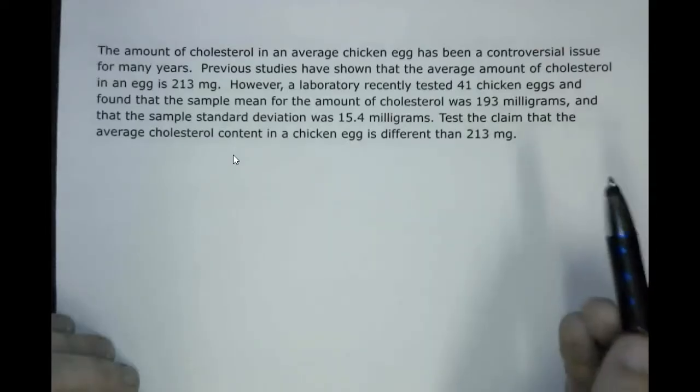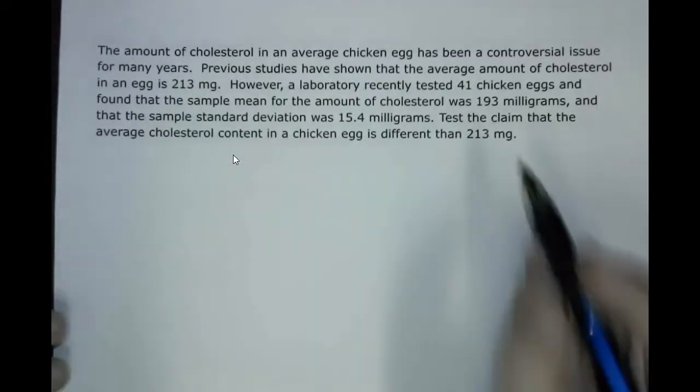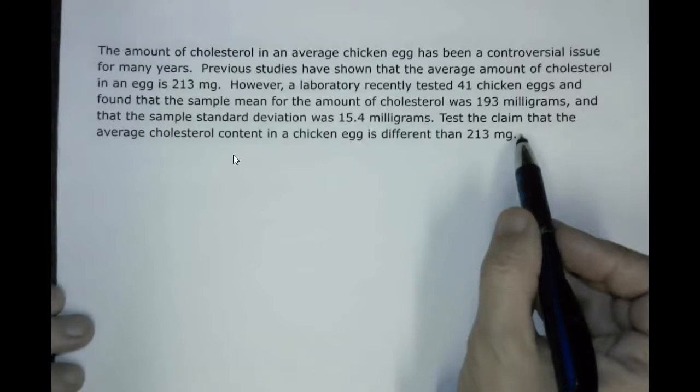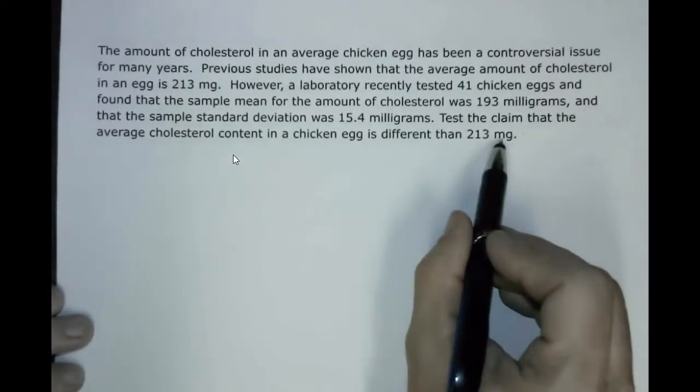It's asking you to do a hypothesis test. And again, you might have to do different pieces of something like this. So the first piece would be figuring out the null and alternative hypotheses.